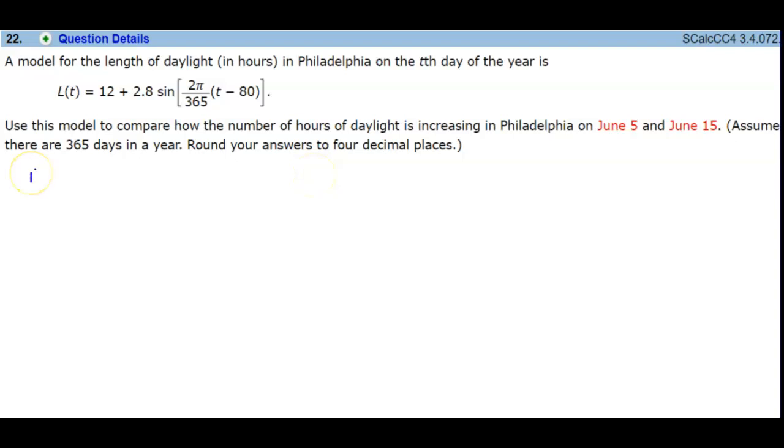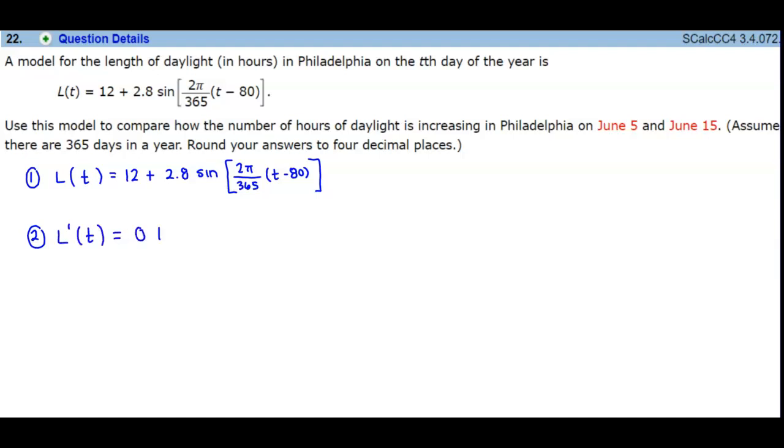So the first thing we're going to do is just write out our function. We have L of t, which is equal to 12 plus 2.8 times the sine of 2 pi over 365 times t minus 80. Okay, so now we're going to find the derivative of this function. The derivative of 12 is going to give us 0. And for this part, we're going to use the chain rule.